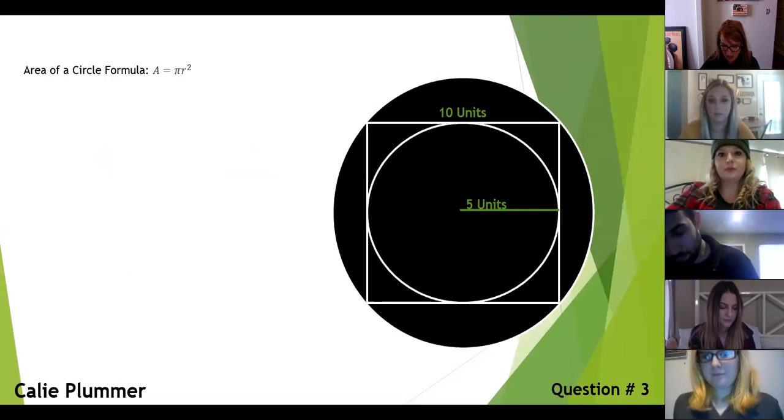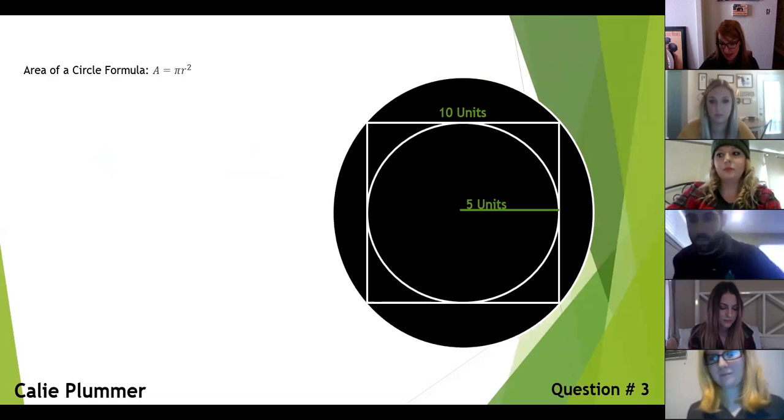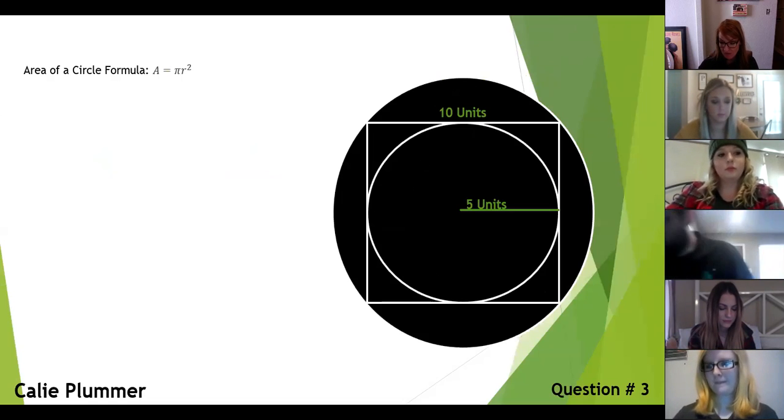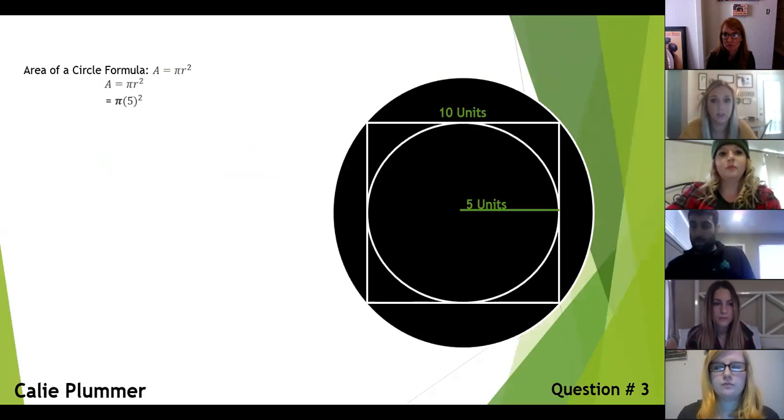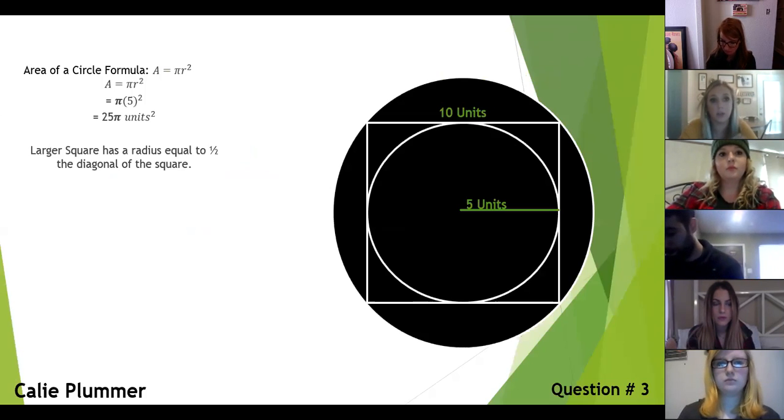Okay, Callie. Homework question number 3. How do we find the area of this smaller circle with a given diameter of 10? Well, the area of the smaller circle is equal to pi r squared. And so we know that the radius is half of the diameter, so we plug in 5 for r. And you just follow the equation and you get 25 pi units squared because area is squared. All right, thank you.